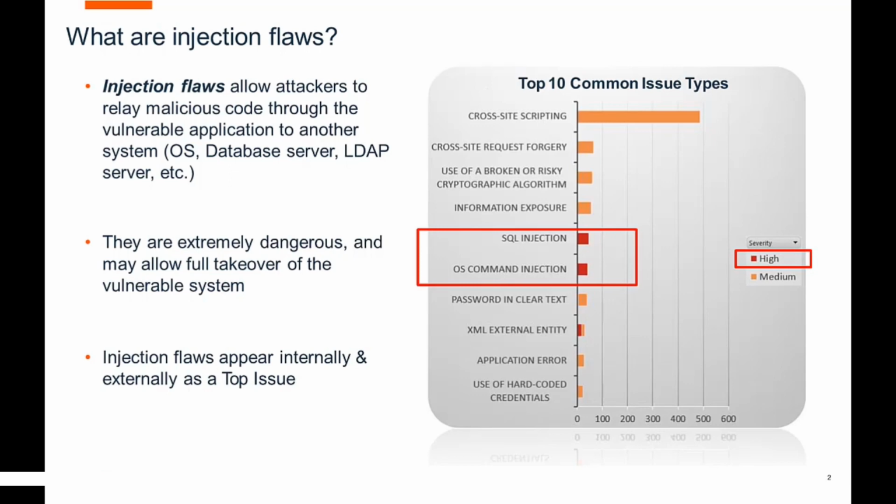Injection flaws, if we give a definition, usually allow attackers to relay malicious code through the vulnerable application to another system. Could be an operating system, a database server, an LDAP server, and pretty much any component that accepts scripting as input. As you can see from this chart, they're fairly common, but what makes them special is that usually they're rated as high issues, top issues, and they're extremely dangerous. And in the worst case scenario, they may allow full takeover of the vulnerable system.